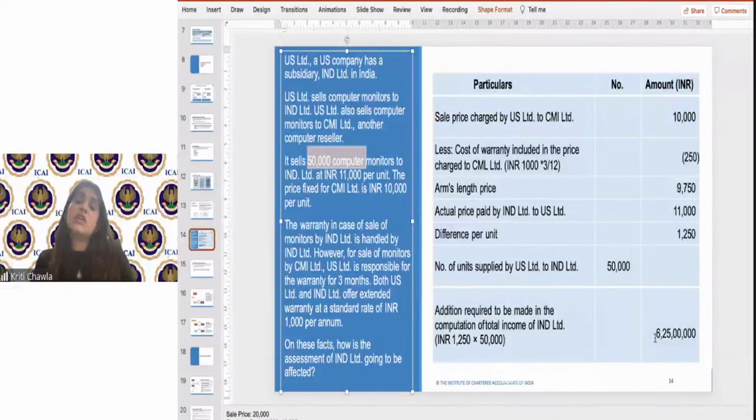And this addition will be required because your transaction with the related party was not at arm's length price. So this is how you deal with a question relating to CUP. You start with the comparable uncontrolled price and then make the adjustment. Look at the difference, if there is any, and then multiply it by the number of units, and that is the total adjustment or addition that will be made by the tax authorities. That is how you answer a particular question.